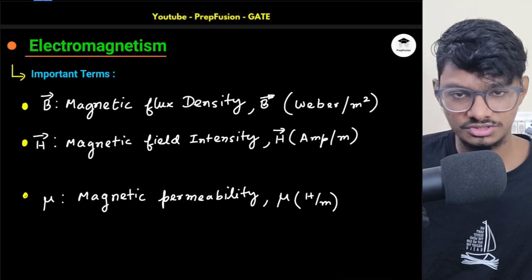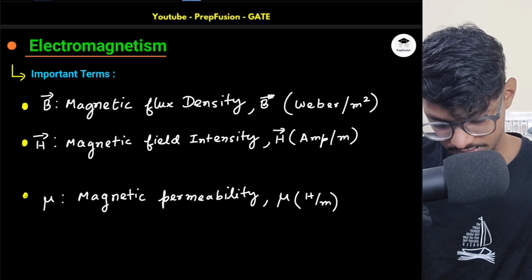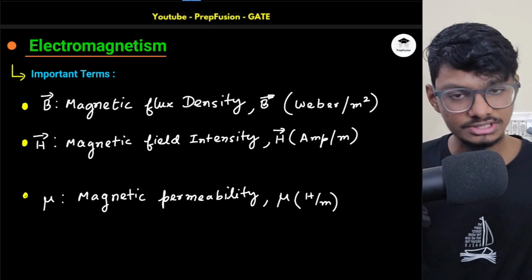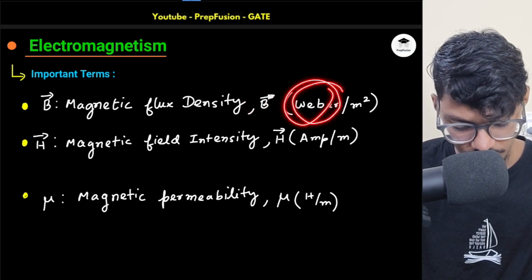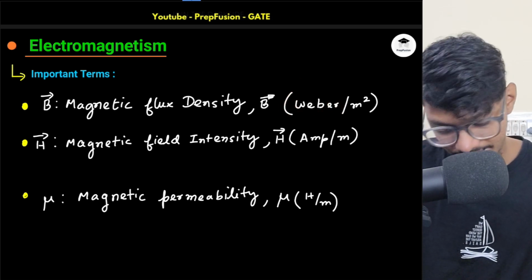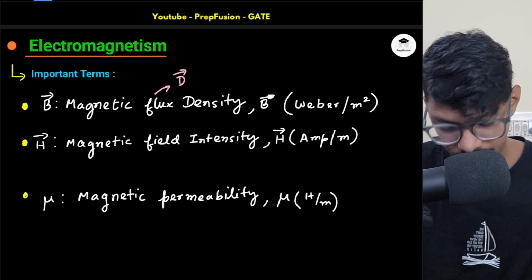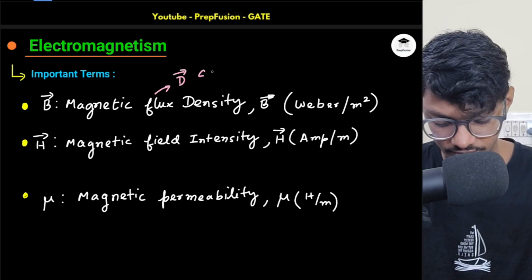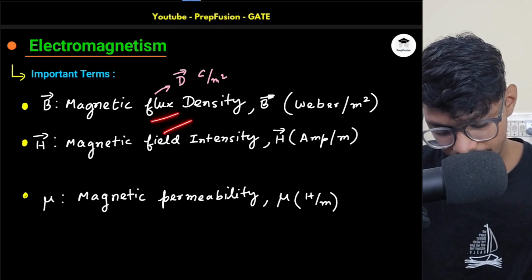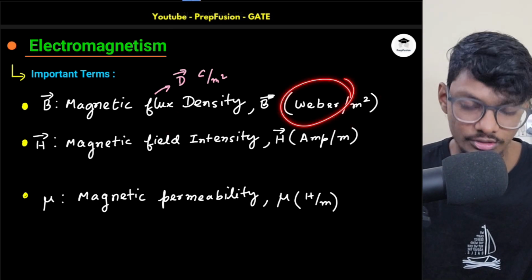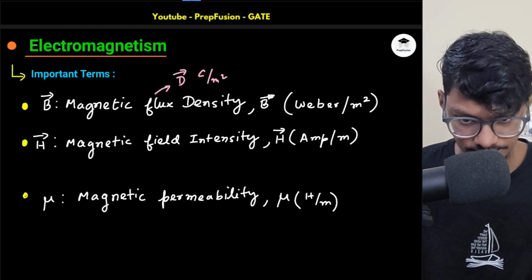Okay, the same analogy to our electrostatics is the magnetic flux density. This is denoted by B, and its unit is Weber per meter square. This is the unit of flux density. Can I relate this with electrostatics? Yes. Remember, there was D, the electric flux density, and its unit was coulomb per meter square. So here the unit will be simply Weber per meter square. Weber is the unit of amount of flux, and there, coulomb was the unit of amount of charge.